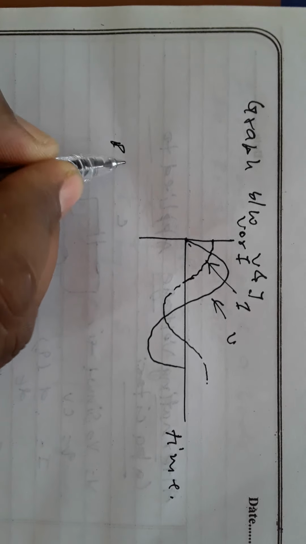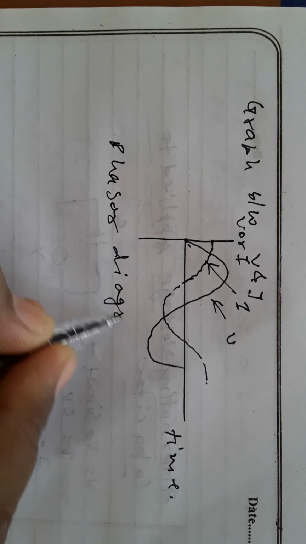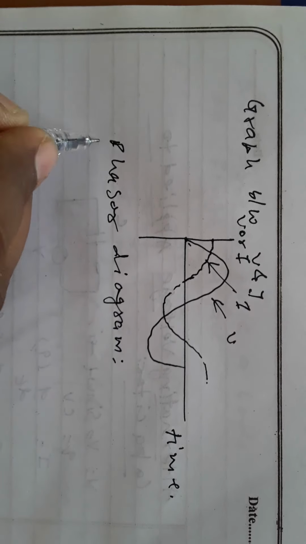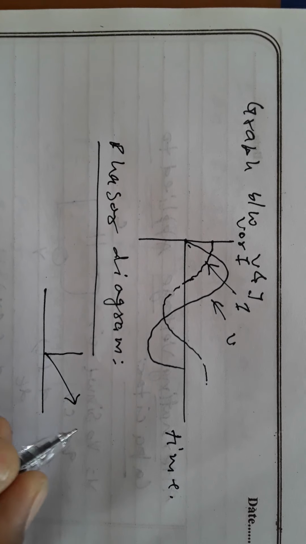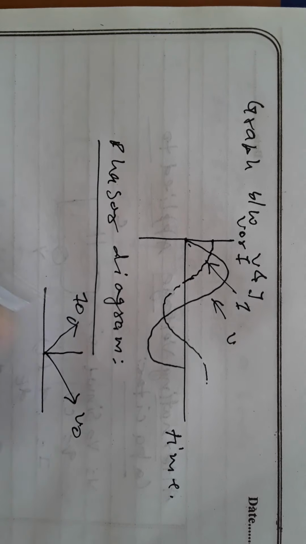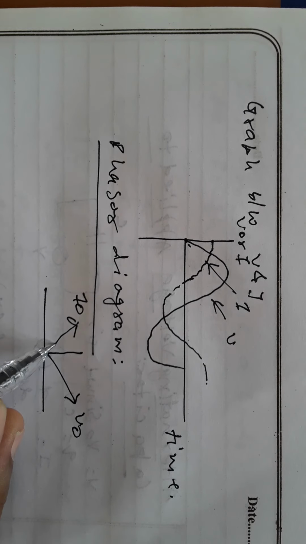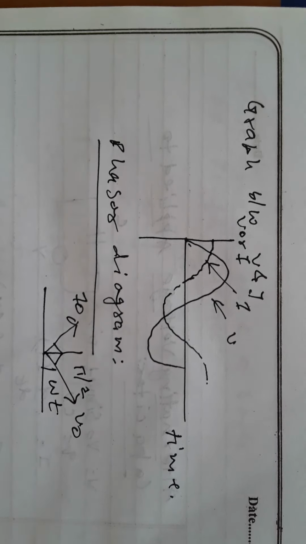Now the phasor diagram. Phasor diagram between voltage and current. This is for V naught. This is for I naught. Current leads the voltage by pi by 2. This is omega t.